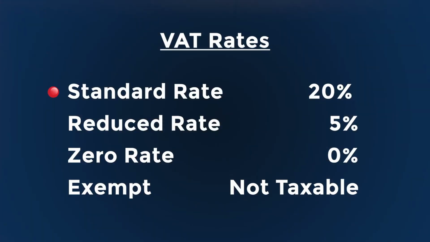There are generally three rates of VAT which are applied to goods and services here in the UK. The standard rate, which is currently 20%, the reduced rate, currently at 5%, and the zero rate. Goods and services may also be exempt. VAT exempt items are outside of all VAT schemes and are not taxable.